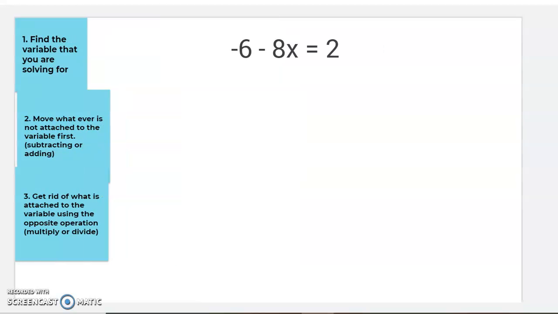Our second example, negative 6 minus 8x equals 2. So our variable that we have is x. That's what we're going to solve for. Negative 8 is attached to that, so we're going to deal with that last. So we need to move this minus 6, this negative 6. So in order to do that, opposite of minus is add. So we're going to add 6 to both sides.